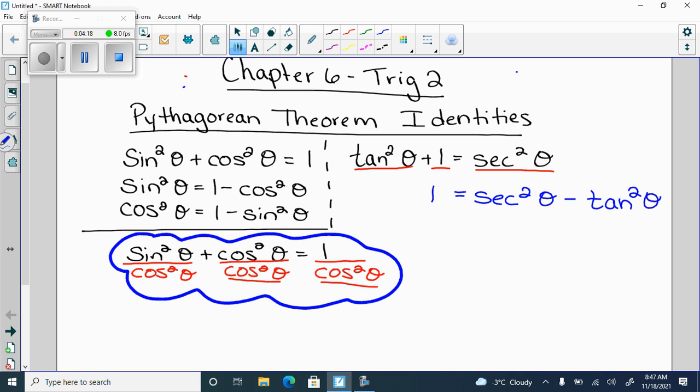That one's not used as often. There's another one that is used more. Subtract the 1. So we have tan squared theta equals secant squared theta minus 1. So if I ever see secant squared theta minus 1, I can toss it out, and I can replace it with a tan squared theta, right?